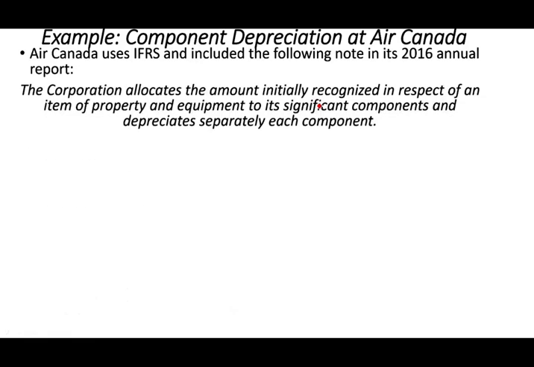So this is the quote from the Air Canada annual report. The corporation allocates the amount initially recognized in respect of an item of property, plant, and equipment to its significant components and depreciates them separately. So they use this method. Let's take a look at an example and see how this method works in the real world.